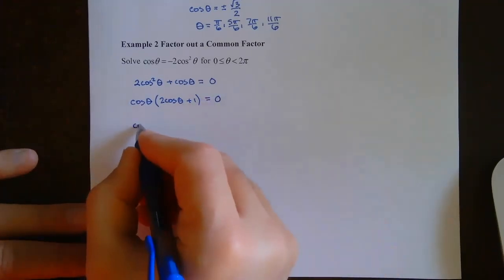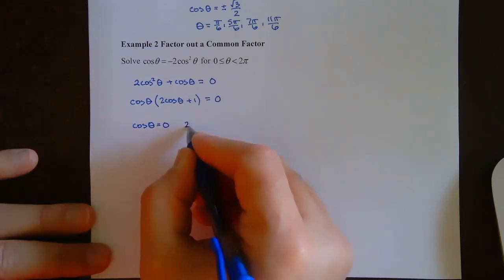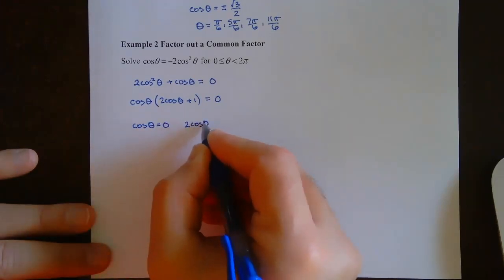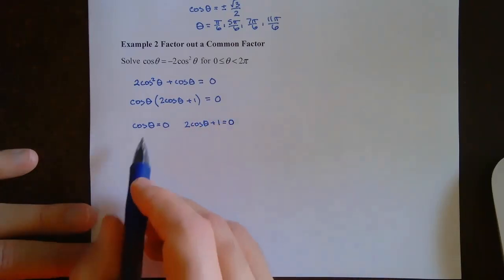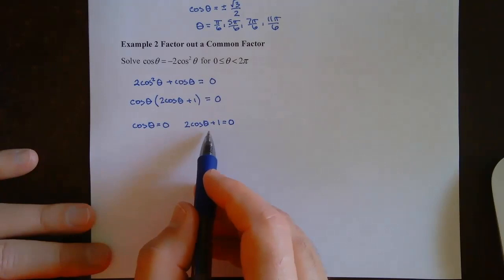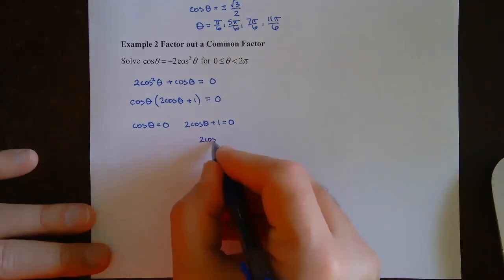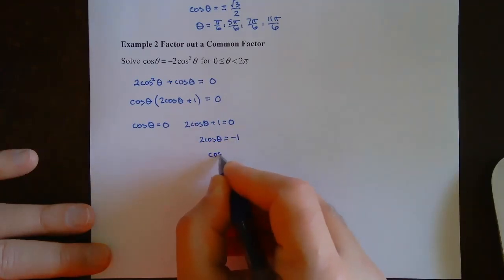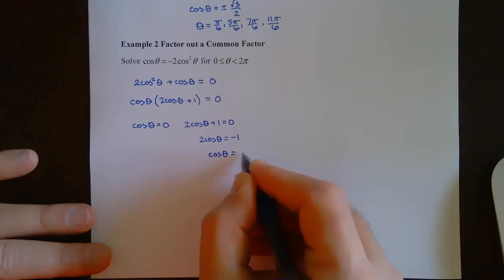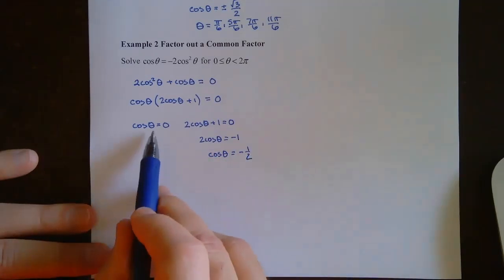So we have cosine theta equal to 0, and we also have 2 cosine theta plus 1 is equal to 0. So this one's ready to go. Okay, we need to do this one, right? So we need to subtract 1. So that would be 2 cosine theta equals -1, which would mean cosine theta would equal -1/2. Okay, so I'm going to draw a diagram for this one.